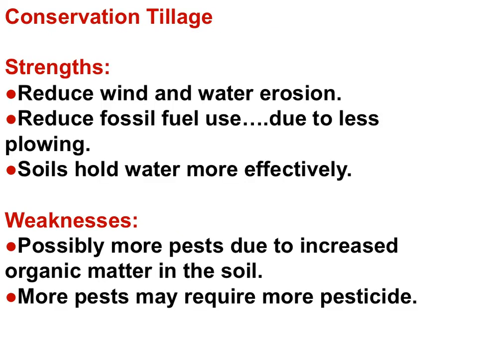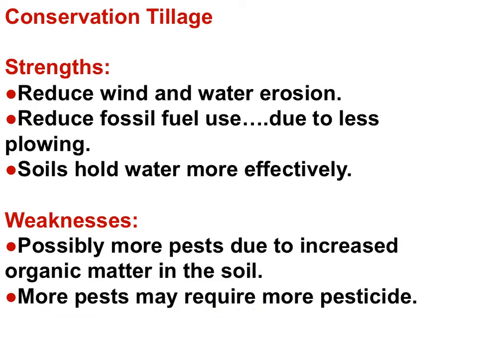The strengths of conservation till techniques are more than meets the eye. There's a reduction of wind and water erosion, a reduction of fossil fuel use due to less plowing, and the soils hold water more effectively. But the weaknesses are there's the possibility of more pests due to increased organic matter in the soil, and more pests may require more pesticide.